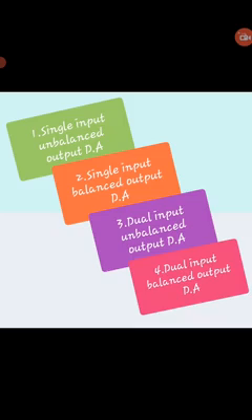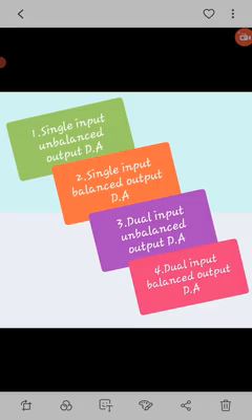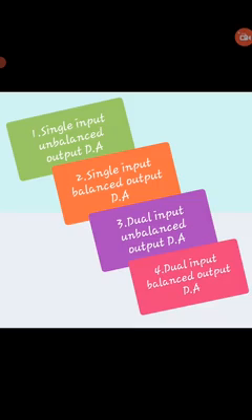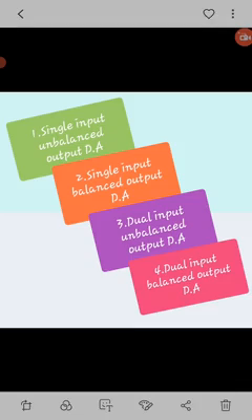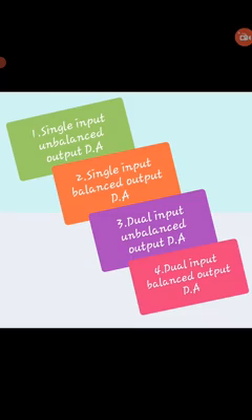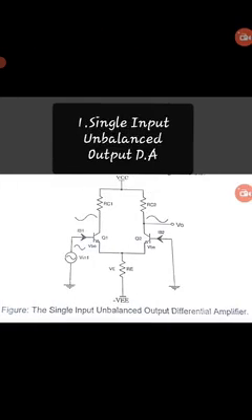In that, first is the single input unbalanced output differential amplifier. Second type is the single input balanced output differential amplifier. Third type is the dual input unbalanced output differential amplifier, and fourth one is the dual input balanced output differential amplifier. In the first type, the single input unbalanced output differential amplifier, only one input signal is given and the output is taken from only one of the two collectors with respect to ground.